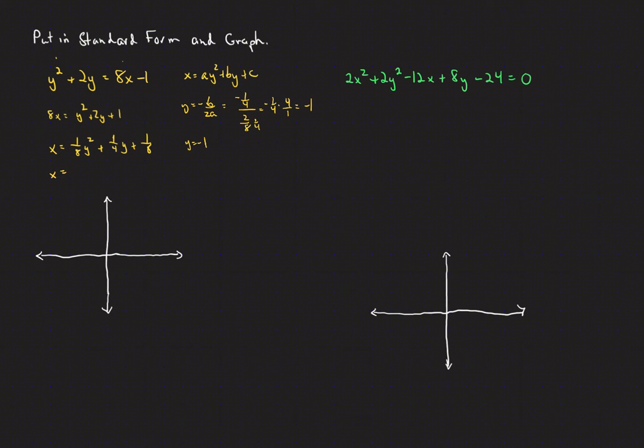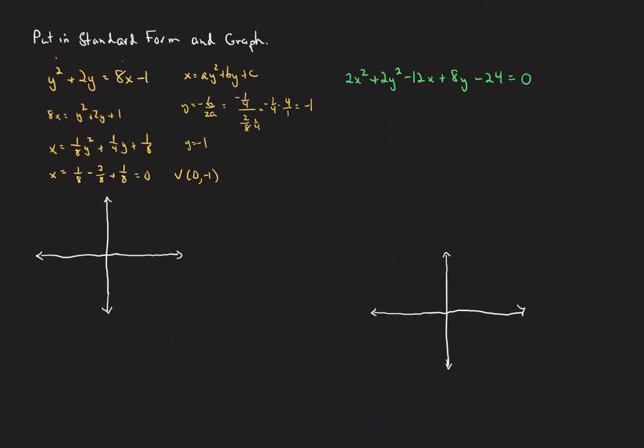Then we'll plug it back in for the y to find out what the x is. So -1 squared is 1, times 1/8 is 1/8. -1 times 1/4 is -1/4. I'm going to get a common denominator, and we've got this 1/8 right here. So that looks like we're going to get 1/8 plus 1/8 is 2/8, minus 2/8. Looks like we're going to get 0. So it looks like our vertex is (0, -1).